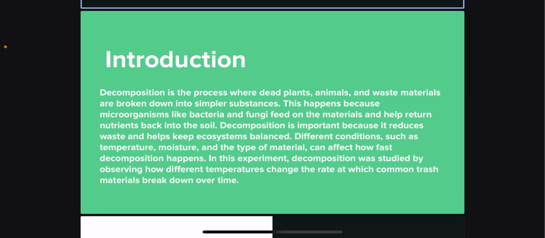Decomposition is a process where dead plants, animals, and waste materials are broken down into simpler substances. This happens because microorganisms like bacteria and fungi feed on the materials and help return nutrients back into the soil. Decomposition is important because it reduces waste and helps keep ecosystems balanced. Different conditions, such as temperature, moisture, and the type of material, can affect how fast decomposition happens.